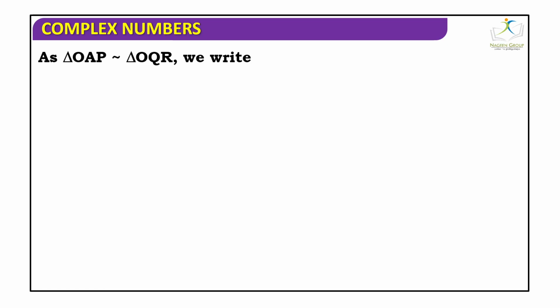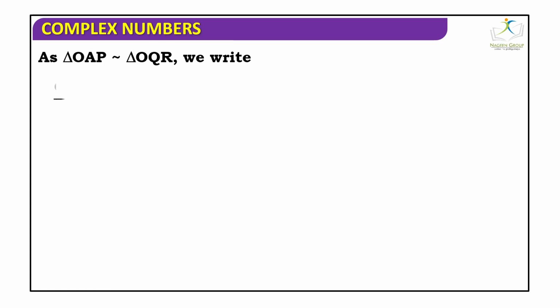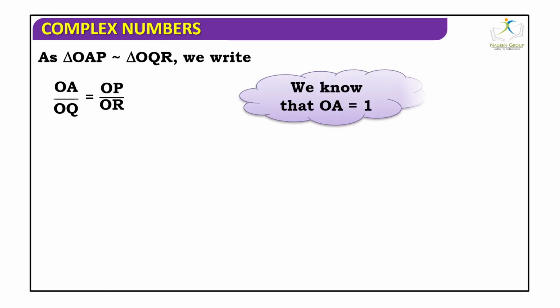Now, as the triangles are similar, we have an angle property. This angle is equal to this angle. Another one, here, this angle is equal to this angle. So by the angle criteria, the two triangles will be similar.